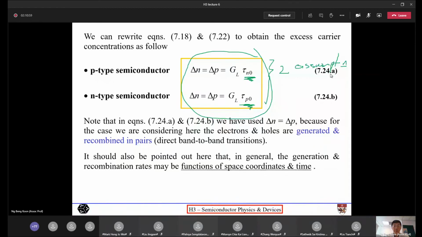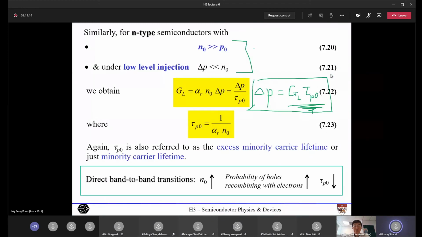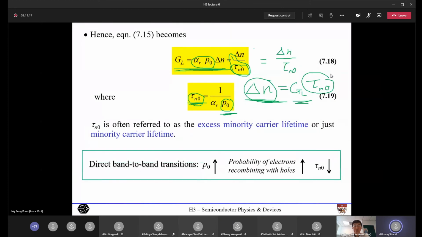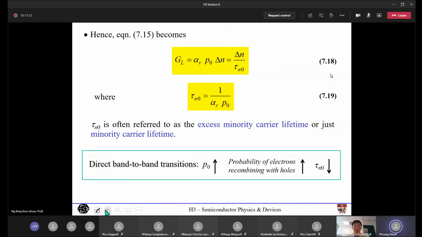Hi, Professor. May I ask how do you equate the generation rate due to illumination with the excess minority carrier lifetime? How to equate? Last slide, previous slide. This one. The top equation. How do you equate the first term with the last term? How do you equate the first to the last?